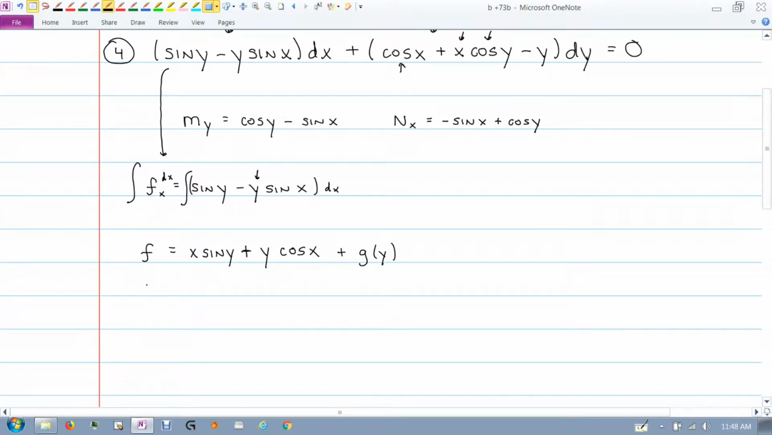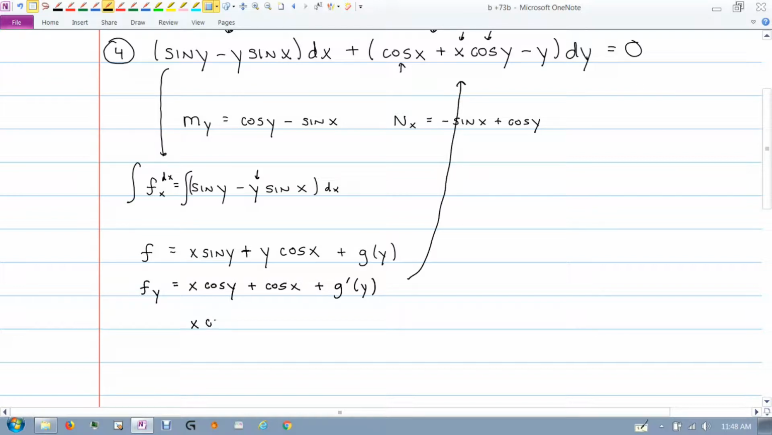So we take the derivative of f with respect to y. So now y is the variable, so that means x comes along for the ride. The derivative of sine of y is cosine y. And then plus, we're differentiating with respect to y, so the derivative of y is 1, but cosine x comes along for the ride. And then plus g prime of y. And now that must match this up here. So we set them equal to one another.